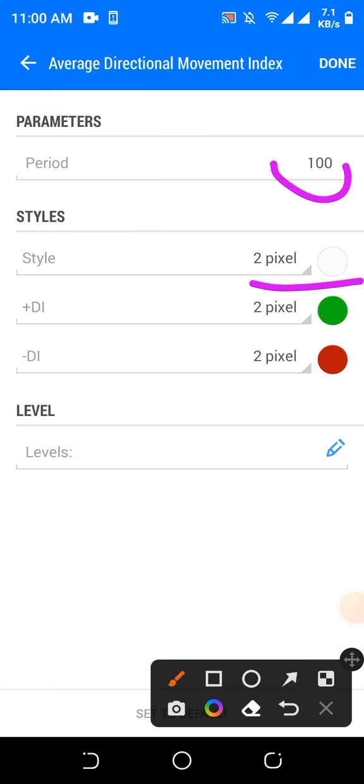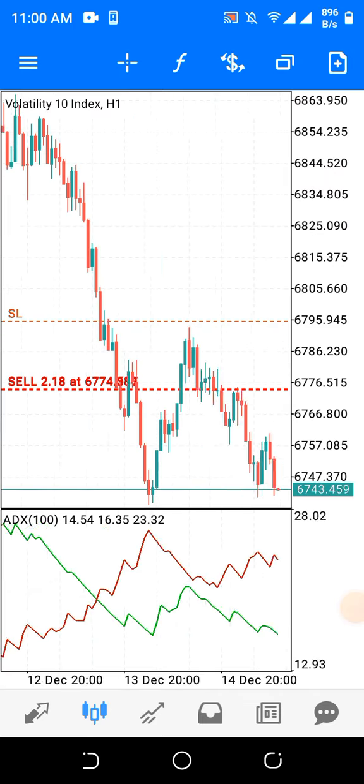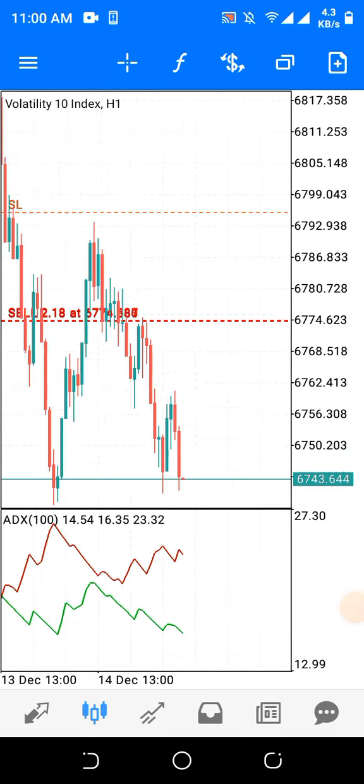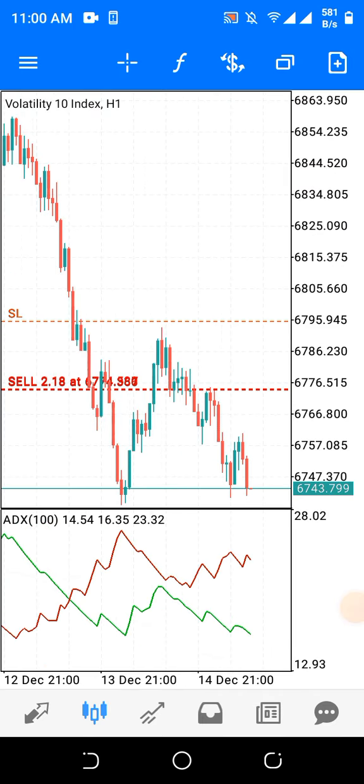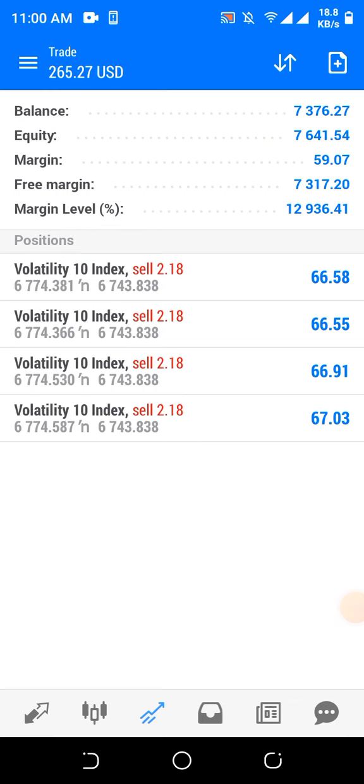Then the plus DI is green color, while the minus DI is red color. So that is all you need to set up the Average Directional Movement Index indicator and make a massive profit. Are you seeing it? You see that the profit is still running. So that is it.